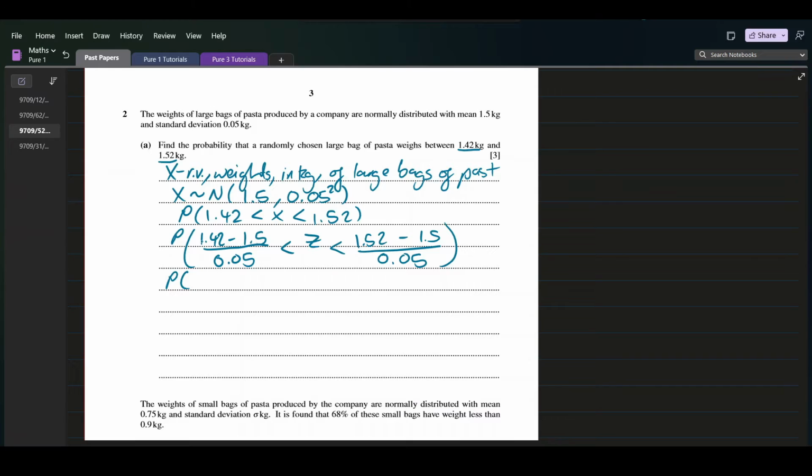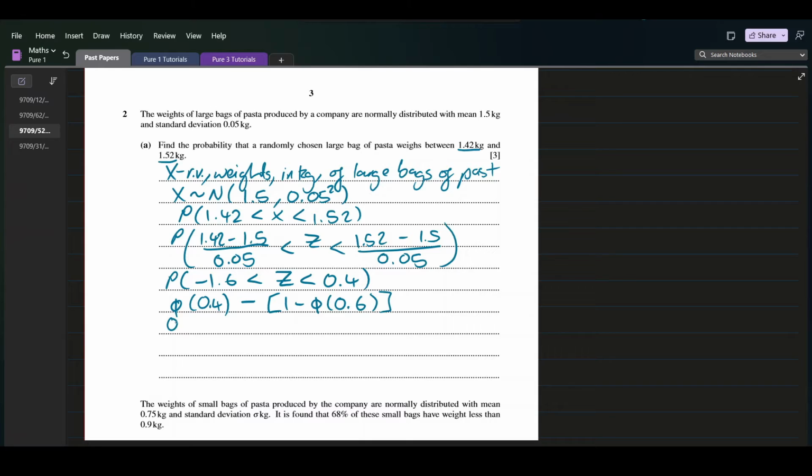That's (1.42 − 1.5) over 0.05. So that's negative 1.6. Negative 1.6 is less than Z, which is less than (1.52 − 1.5) over 0.05, which gives us 0.4. So we can write that as Φ(0.4) − (1 − Φ(0.6)). And then we can use our normal distribution tables.